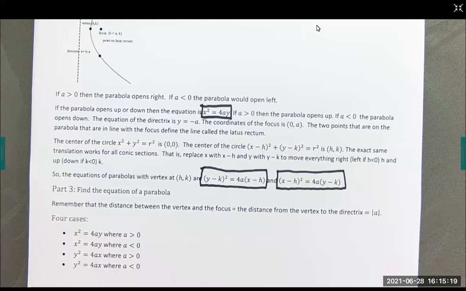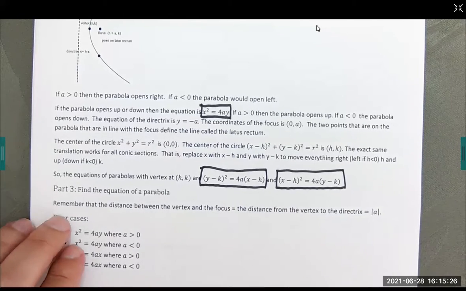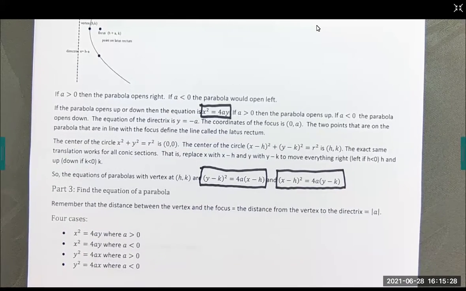So we're going to find the equation of a parabola here in just a moment. So remember that the distance between the vertex and the focus is equal to the distance from the vertex to the directrix, like straight to it.